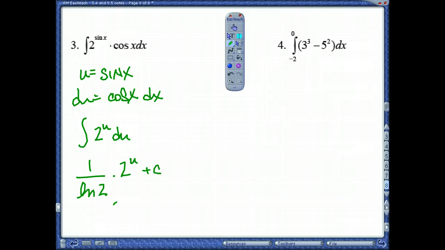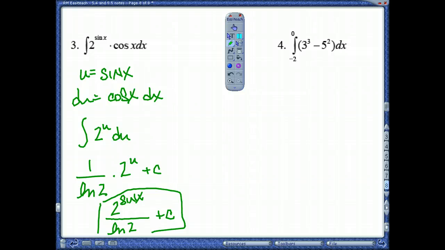And then if you want to simplify that, write it out. Remember, you have no choice but to substitute out your u. But if you just wanted to write 1 over the natural log of 2 times 2 to the sine of x, that would be fine. You don't have to write them on top of each other, but I think it just looks a little bit nicer.